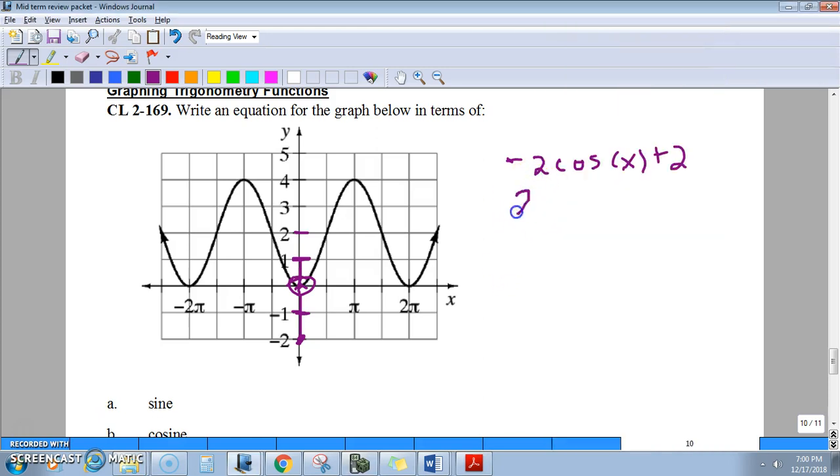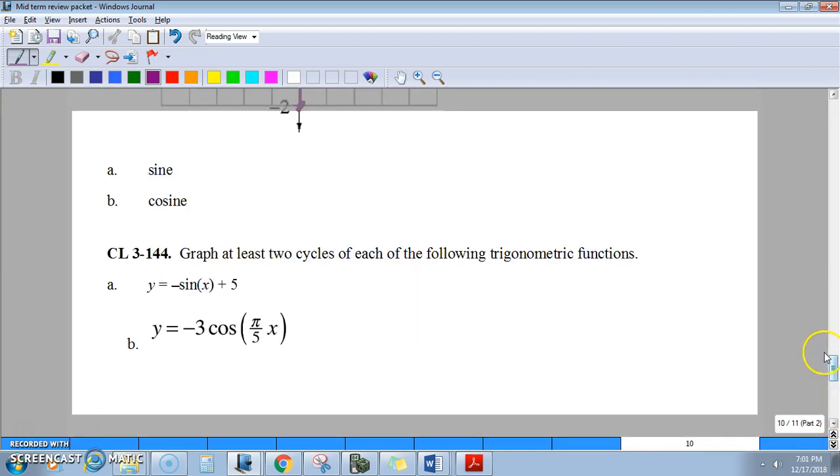And that was, we had 2 sine, we stretched it the same, but here we shifted it left and right instead of flipping it over like we did the cosine, minus pi over 4. But we had to move it up 2 also. Ooh, almost running out of time on this video. Graph at least 2 cycles of each of the following trigonometric functions. You guys just put this in your calculator, okay? It's no big deal, just put this in your calculator.